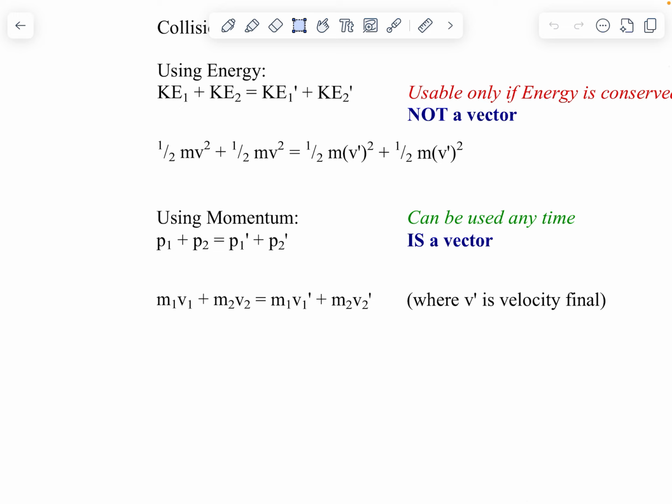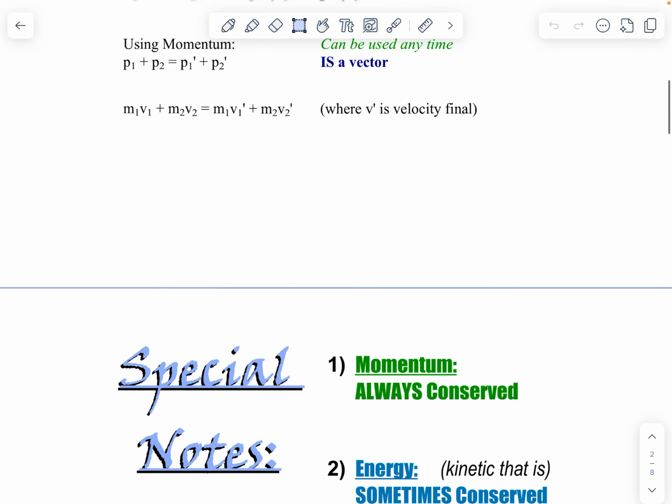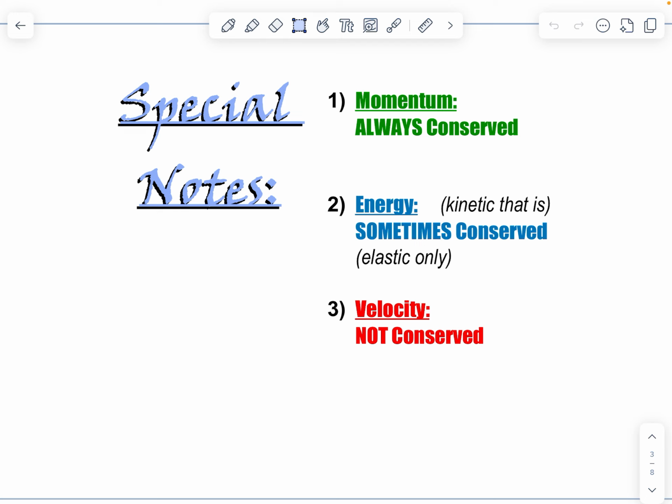We can always use conservation of momentum. That's the good news. The bad news is that it's a vector, so we have to be conscious of the direction stuff, which means sines and cosines and all that fun stuff, because velocity is a vector. Taking all of that and simplifying it down to the bare bones, momentum is always conserved. That's our first go-to.